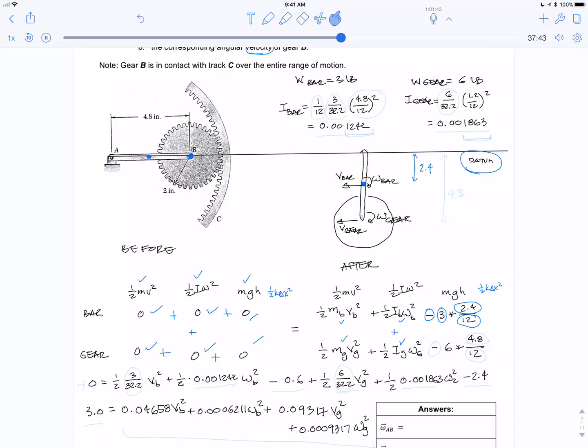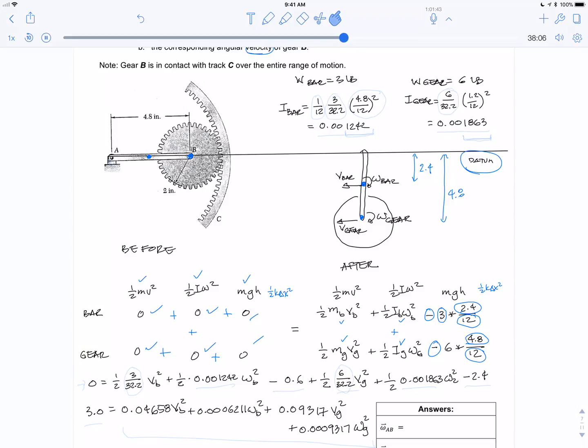Similarly, the center of gravity of the gear is at the end of the bar, because that's where the bar goes through the gear. And so the distance to the gear center of gravity is the whole length of the bar, which is 4.8 inches. Again, it's going down, so negative. H is 4.8 inches, but I'm changing it to feet, divided by 12.